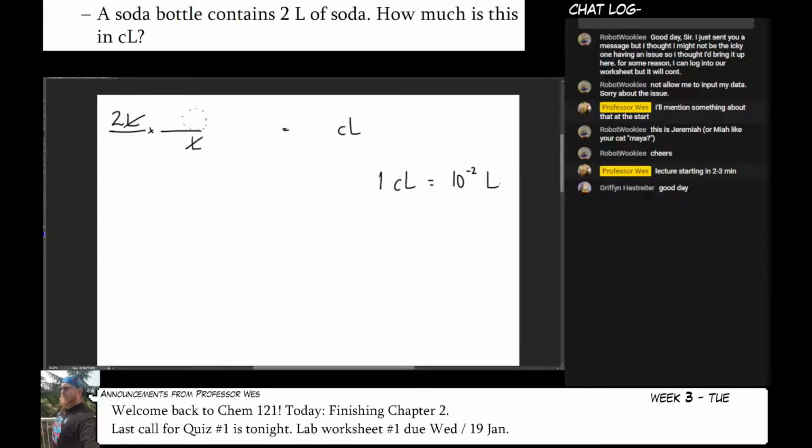Now I can just put the units in the blank right here, because I'm going to convert liters to centiliters. And now I can just match up the numbers. So 1 centiliter, 10 to the minus 2 liters. And when you punch this in your calculator, you should get 200. If you don't, and you get like 0.02 or something, the issue is down here. You got to put parentheses when you're typing it in your calculator. Okay, so be mindful of that.